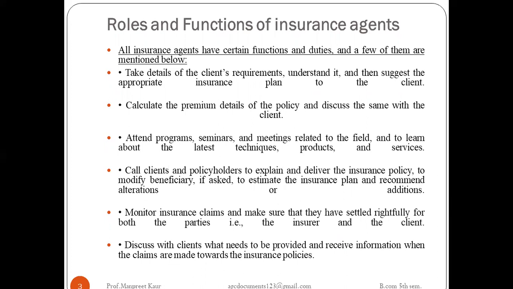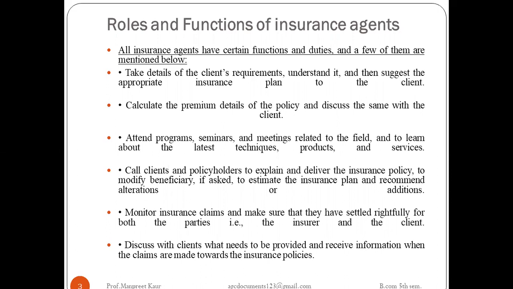The next point is to call the client and policyholder to explain and deliver the insurance policy, to modify the beneficiary if asked, and to estimate the insurance plans and recommend alterations or additions.